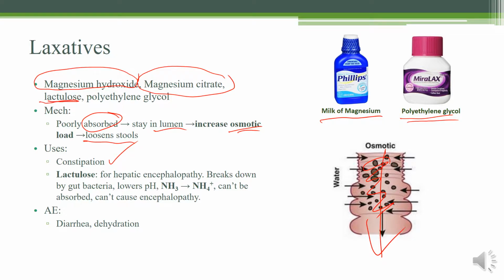Something you do need to know about one of these is that lactulose is different. Lactulose can actually be used for hepatic encephalopathy. Now, why does it do that? It actually breaks down in your colon and it causes a whole lot of acid to build up. All right, so that means you get a low pH.